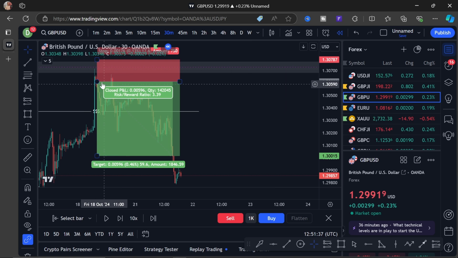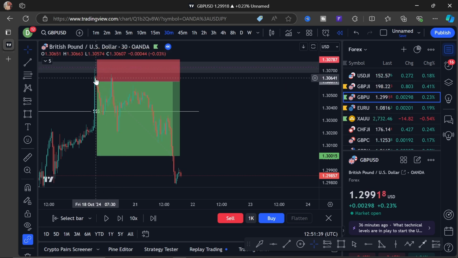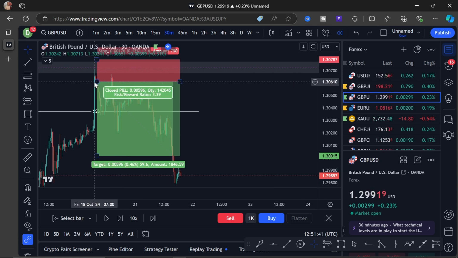So here you see the market tap into it immediately, gave us this 30-minute candle close outside, and then we took the trade. Now, if you are assuming you did your higher time frame on the 15-minute time frame, then you wait for your close on the 5-minute time frame.